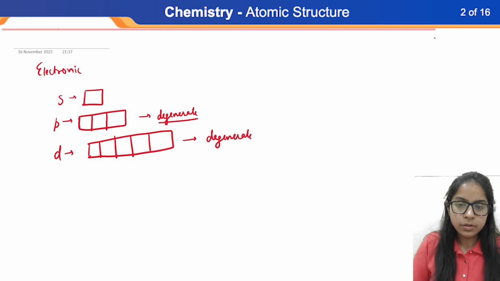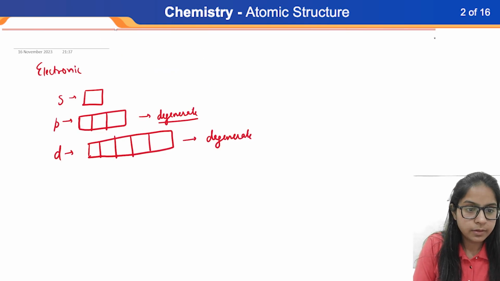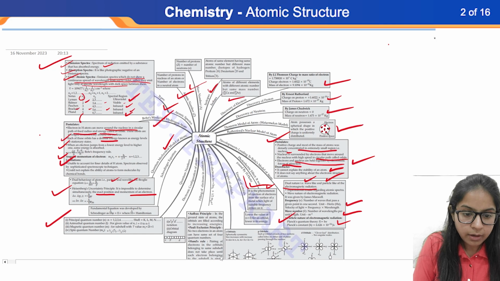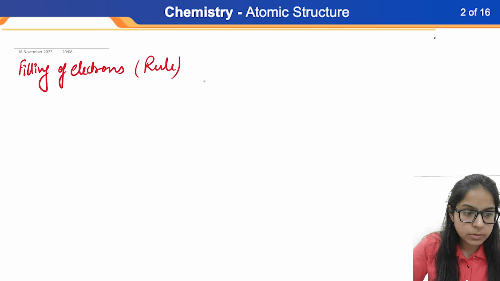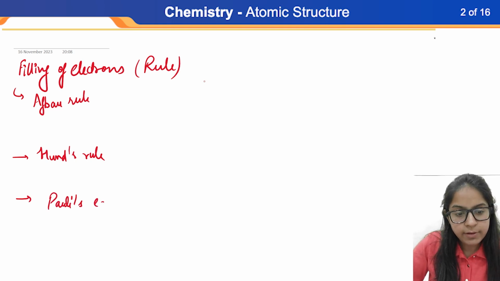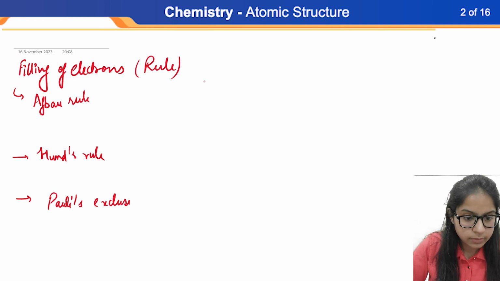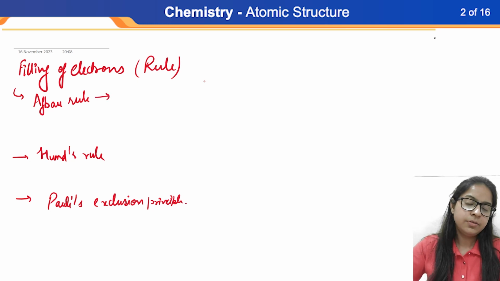Now what I am going to explain to you is the filling of the electrons. There are three rules that we need to follow. First is the Aufbau rule, second is Hund's rule, and third is Pauli's exclusion principle. I will tell you how you are going to fill the electrons in the orbitals, the electronic configuration.